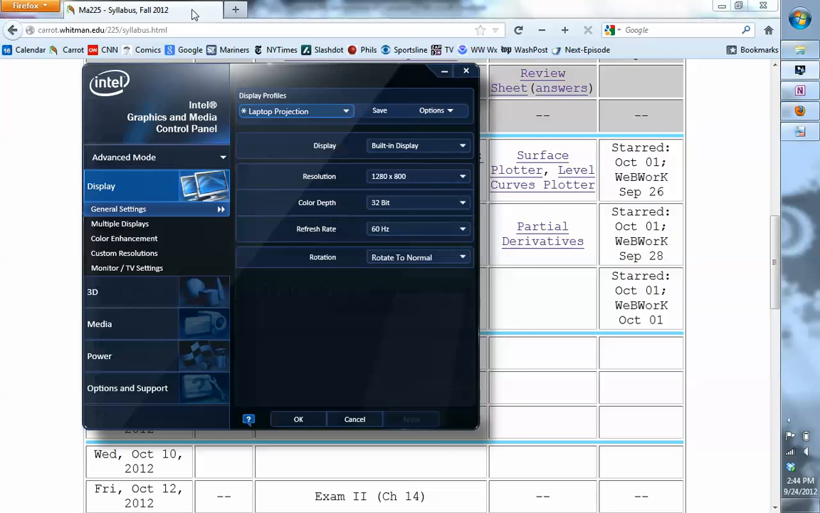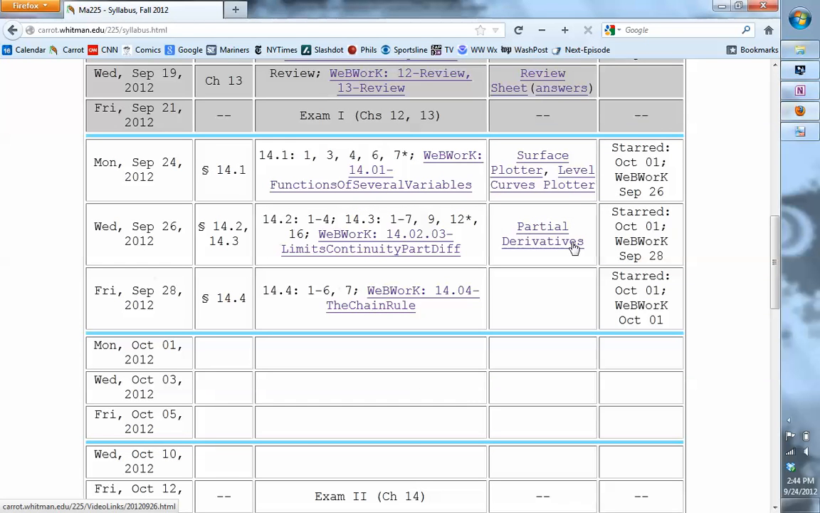Okay. So if you look on the class syllabus in the supplemental materials section, I've got two links. I've got a surface plotter and something called a level curves plotter. I'm going to spend most of the time today talking about the surface plotter, and then I'll finish talking about the level curves plotter. These are both pieces of software that are written in Java.